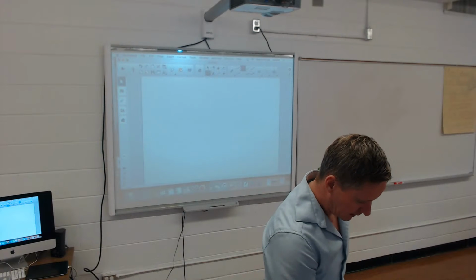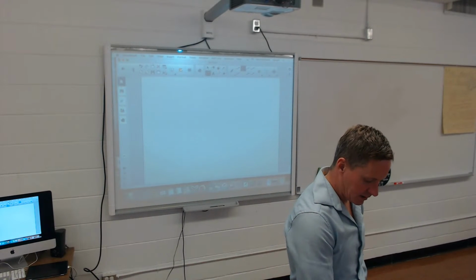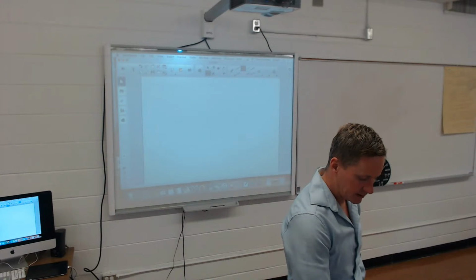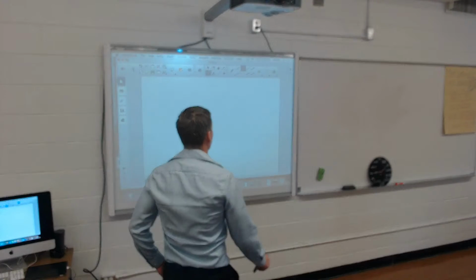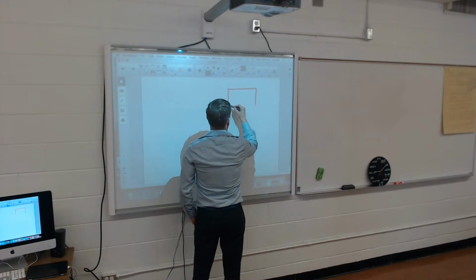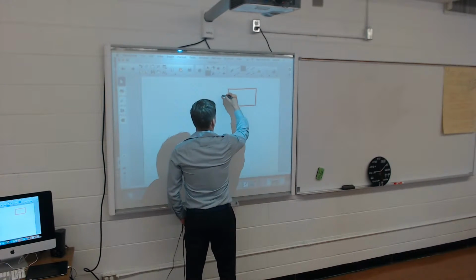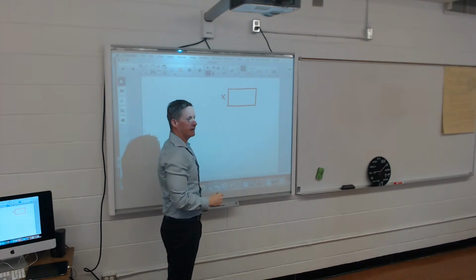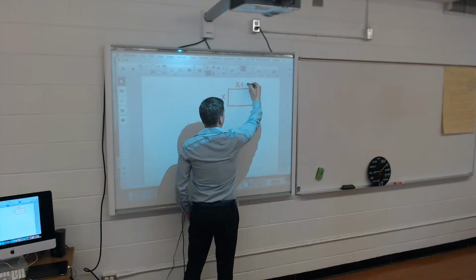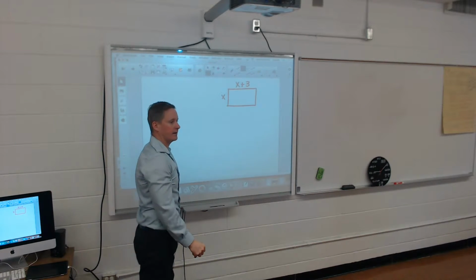Sure. Okay, one side of an envelope is 3 inches longer than the other side. The area of the envelope is 108 inches squared. Determine the dimensions of the envelope. So I'm going to draw myself an envelope here. I'm going to make one side X. What does that make the other side? X plus 3, because it's 3 inches longer, right?